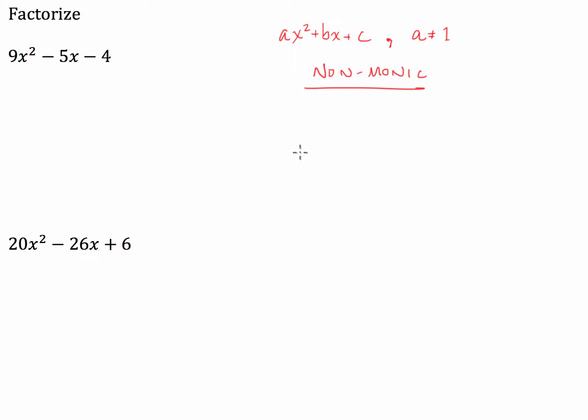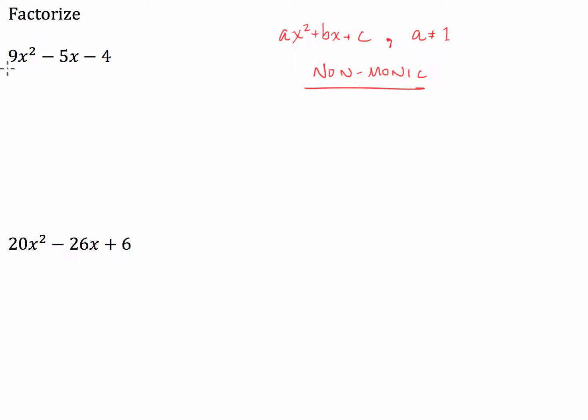So what I'm going to use this video for is to go through the steps which I find the simplest to solve these non-monic quadratic equations. Okay, well, let's start with the first one. The first step that I do is I check that with all the coefficients there's no common factors. Now in this case 9, -5 and -4 don't have any common factors. So the second step is I multiply my 9 by -4.